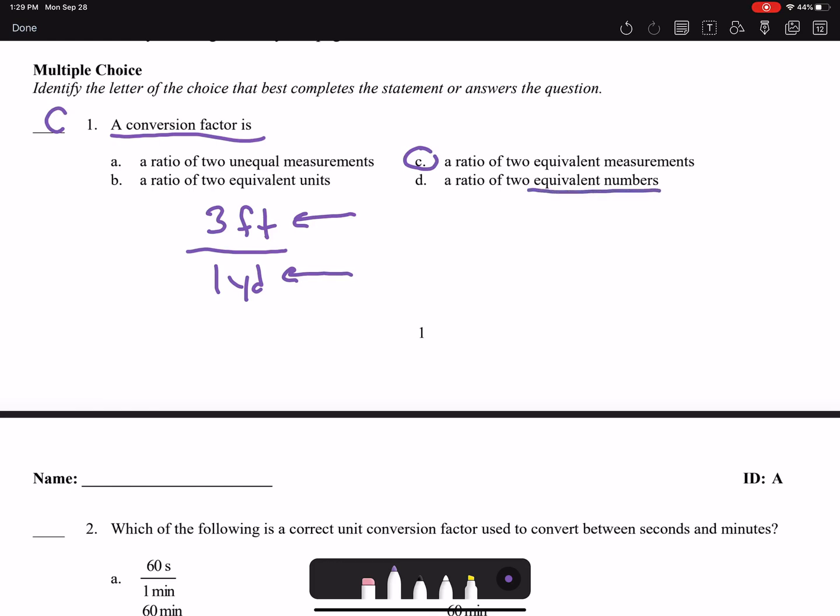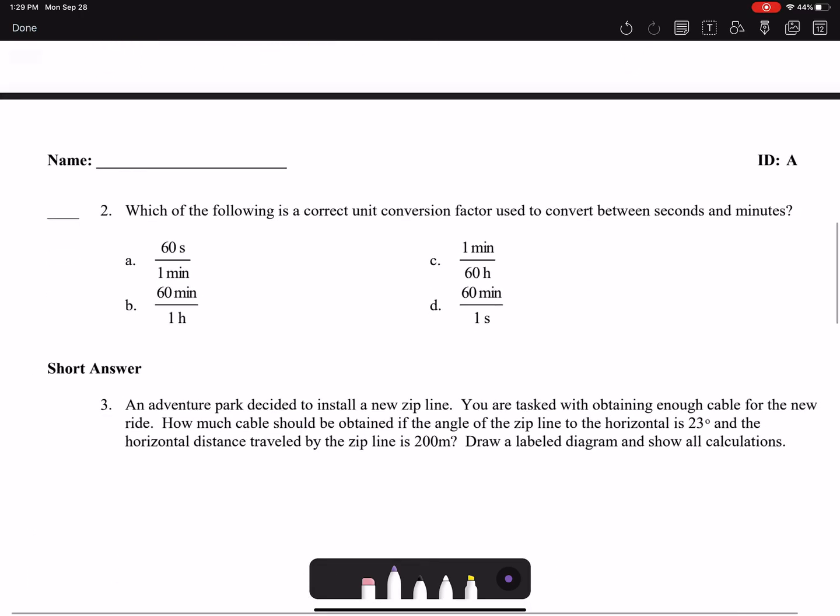A ratio of two equivalent numbers would just be like 2 over 2, and a ratio of two equivalent units would be something like milliliters over centimeters cubed, but that happens very rarely. A ratio of two unequal measurements, that just makes no sense. You can't have that happen. It needs to equal 1.